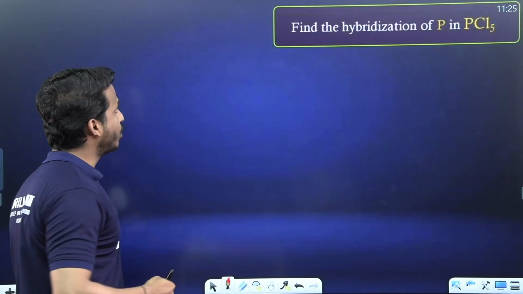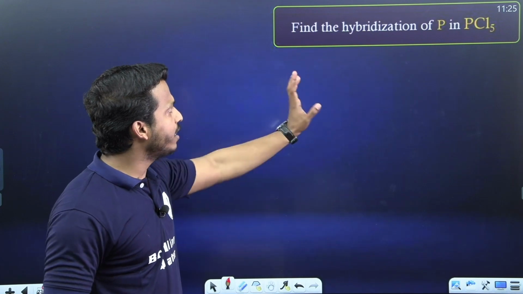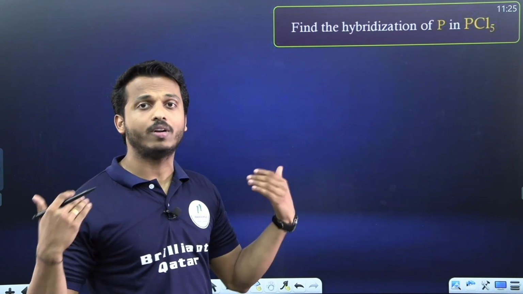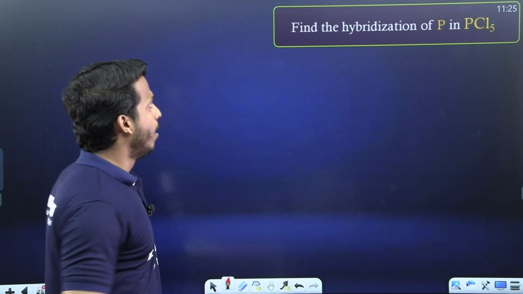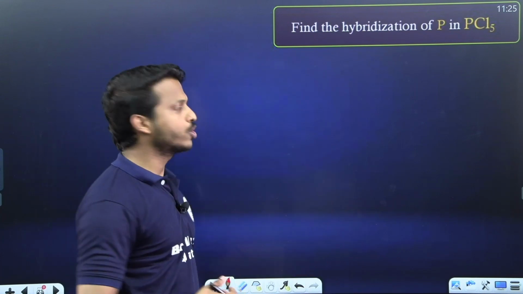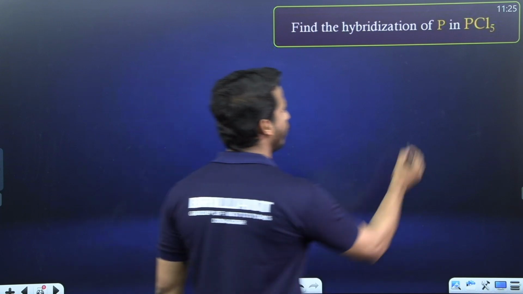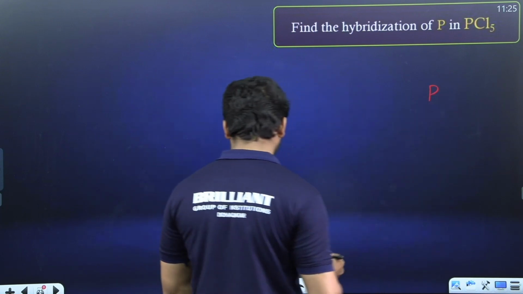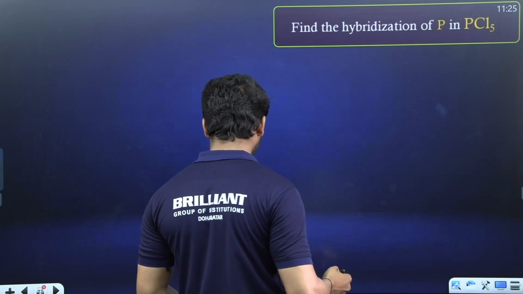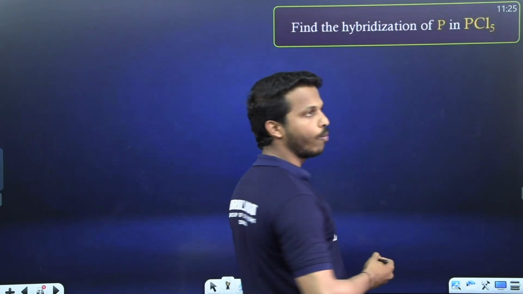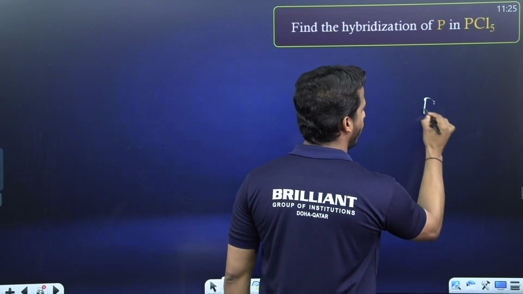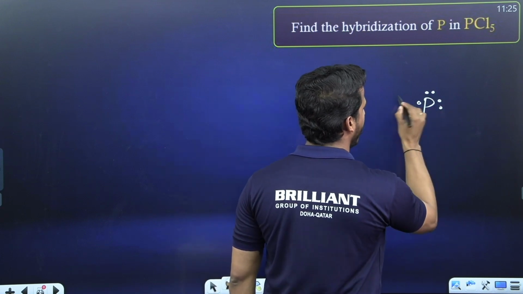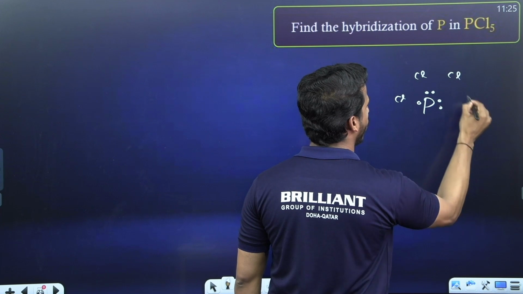Now some special cases we can discuss. Find the hybridization. The 3 questions we discussed were all carbon compounds, right? Now let us discuss one other. Find the hybridization of phosphorus in PCl5. Dear all, the atomic number of phosphorus is 15. So the configuration of phosphorus is 2, 8, 5. So 5 is the valence electron count of phosphorus. It is surrounded by 5 chlorine atoms.